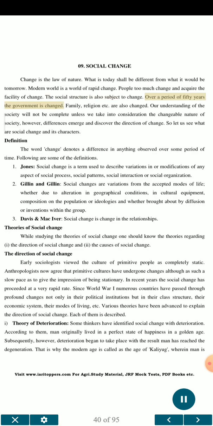Over a period of 50 years the government has changed. Family, religion, etc. have also changed. Our understanding of society will not be complete unless we take into consideration the changeable nature of society. However, differences emerge in discovering the direction of change. So let us see what social change is and its characteristics.